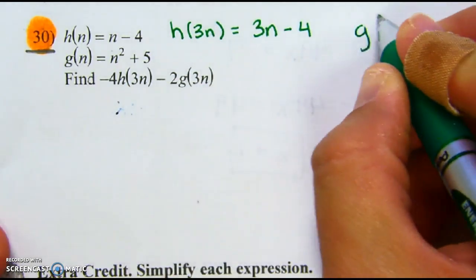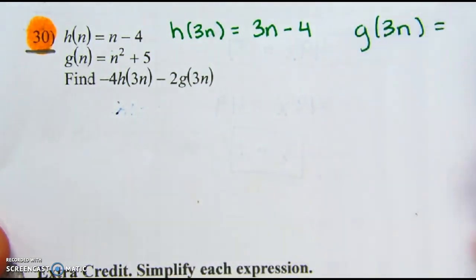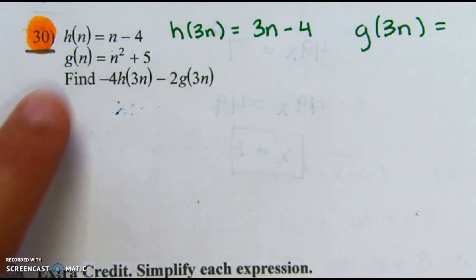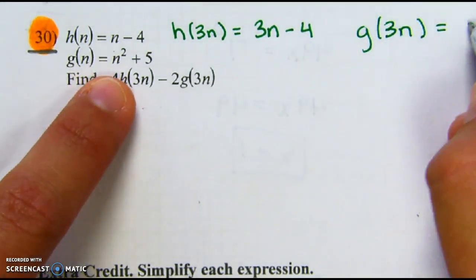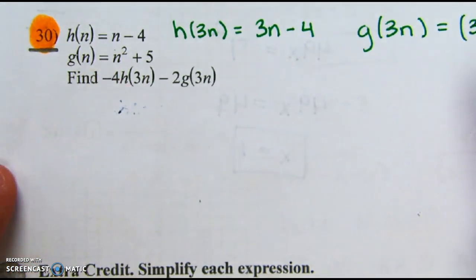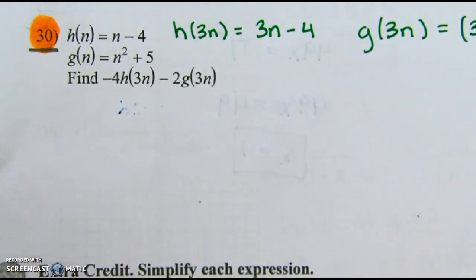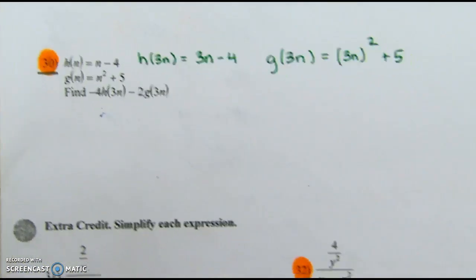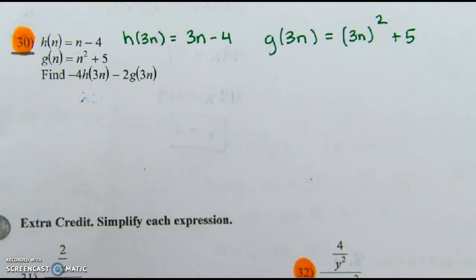Okay, let's find g of 3n. So g of 3n says, well, g of n is n squared. So instead of n squared, we're going to do 3n squared. It's just substitution. Oh, Miss Keener, it's just substitution? Yeah, it's just substitution. That's it.